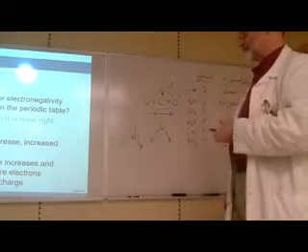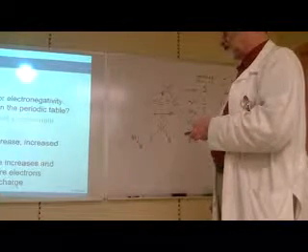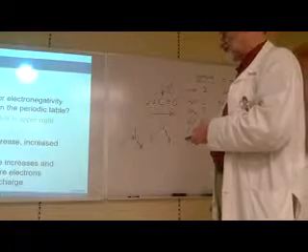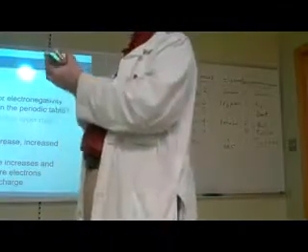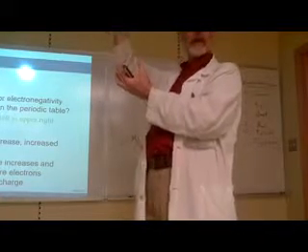How about top to bottom? Going from top to bottom, you're going to decrease electronegativity. Why is that? Well, you may be adding protons, but you're also adding another energy level. And those inner electrons, the core electrons, tend to shield the effect of the protons that you're adding. So you're actually decreasing the effective nuclear charge by adding another level, which now becomes your valence shell.